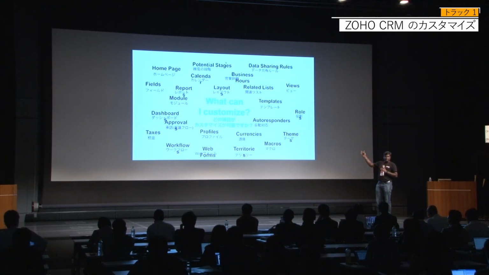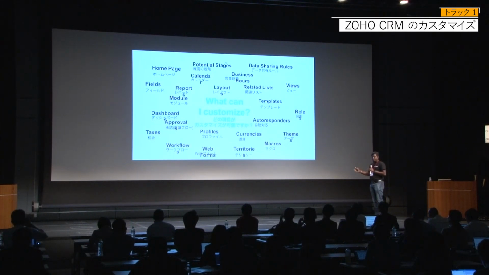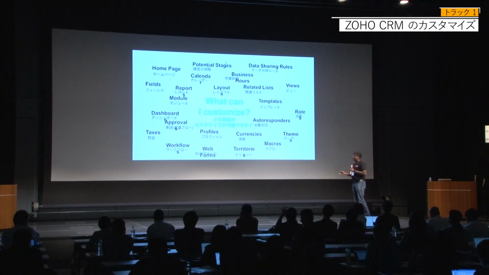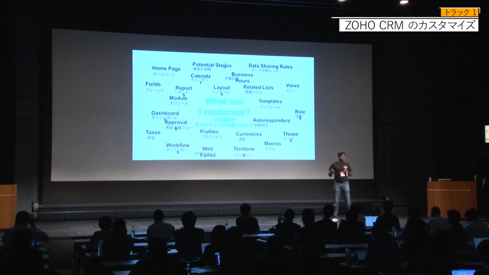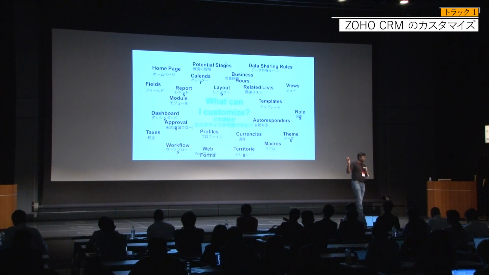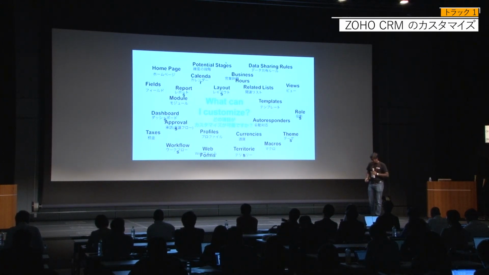So you can see there are fields that you can customize, the roles of each and every user, the reports, the dashboards, the taxes that you want to apply, the fields that you want to create, how you want the homepage to look for each and every user or different sets of users. So pretty much everything within Zoho CRM can be customized. And we're going to look at the most important topics, pretty much cover everything during this session.